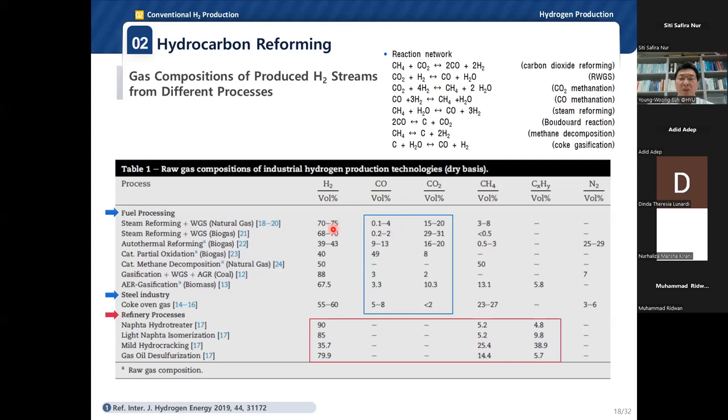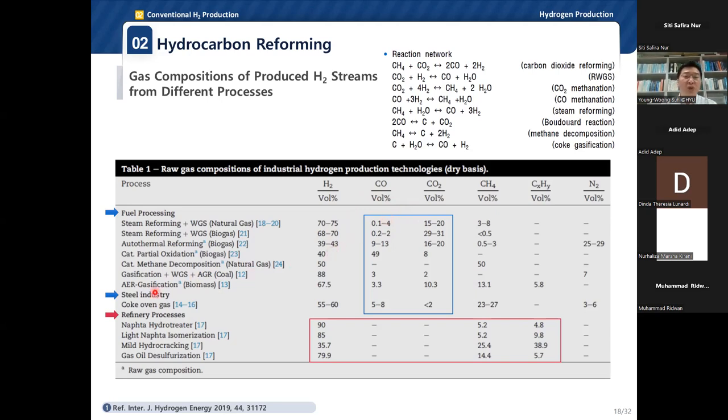And also here, look at the values of the hydrogen volume percent. It's larger than three-quarters. So 70 to 75, those are usual values of the hydrogen in the product stream. So it's very difficult to completely remove the CO in the hydrogen stream. So many researches and also many processes are intended to completely remove the CO here to get the high purity hydrogen.